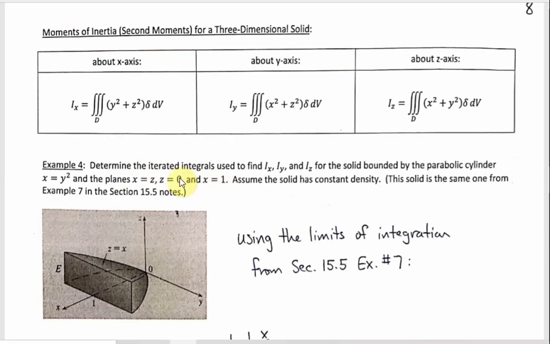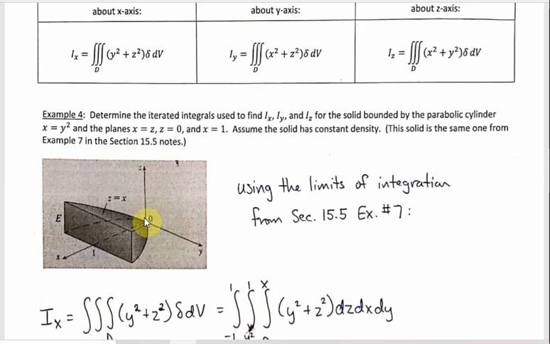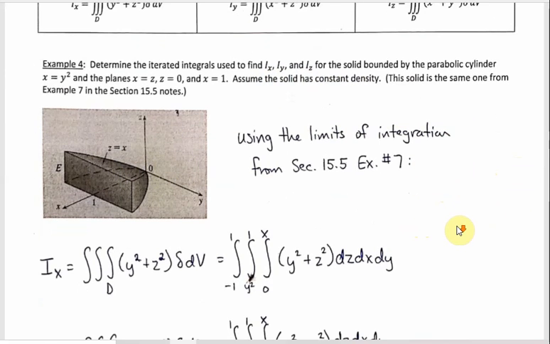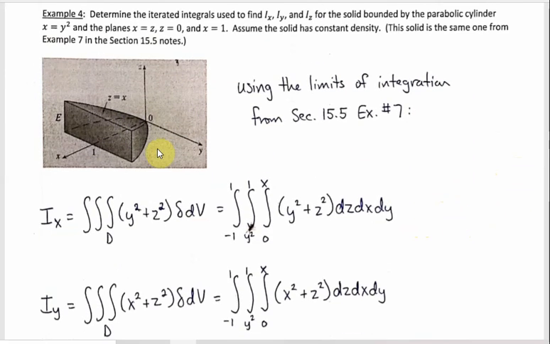Anyhow, so another old example because I had the picture all ready to go. So if we wanted to just figure out the iterated integrals used to get the three moments of inertia, about the x-axis, y-axis, and z-axis, for that thing right there, and assuming that it has constant density. And right, this is an old one that we've had already, so we know what's going to happen with the limits of integration, right? You could pull them out of the section 15.5 notes right at the end.